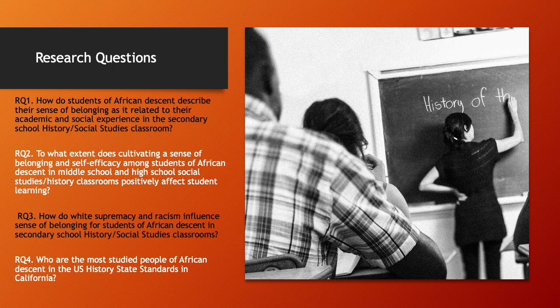So for this particular assignment, I focused on research question number 3. How do white supremacy and racism influence sense of belonging for students of African descent in secondary school history and social studies classrooms? The last question really is a data-driven question that would look at the U.S. History state standards in California. And then the other 2 are touched on, and you'll see that I will reference them when we talk about sense of belonging for my interviewees and really applied to the research.